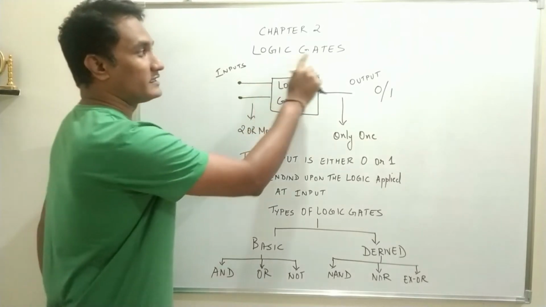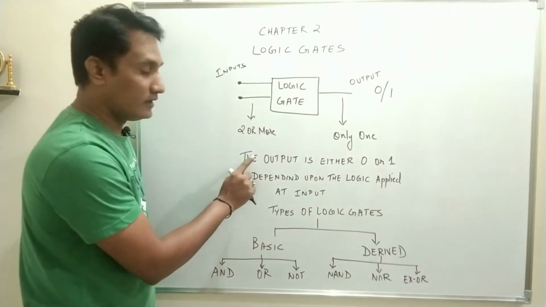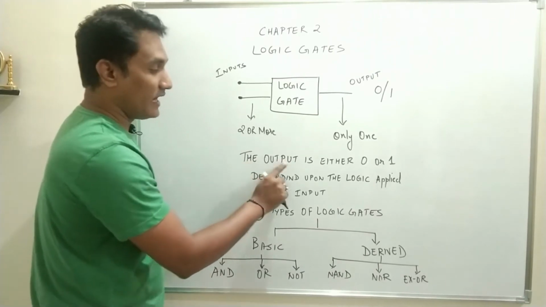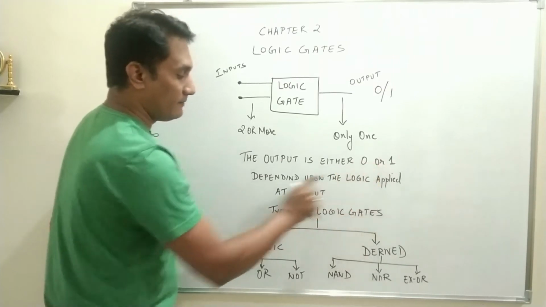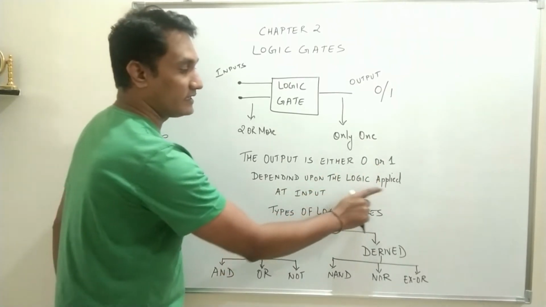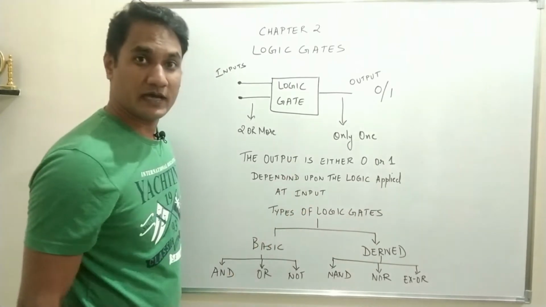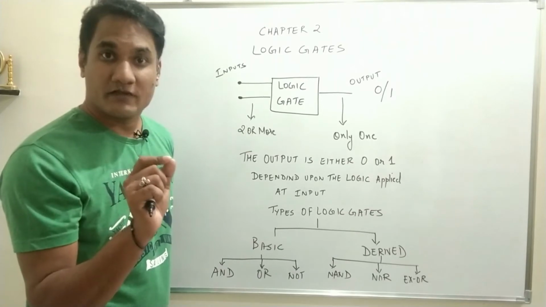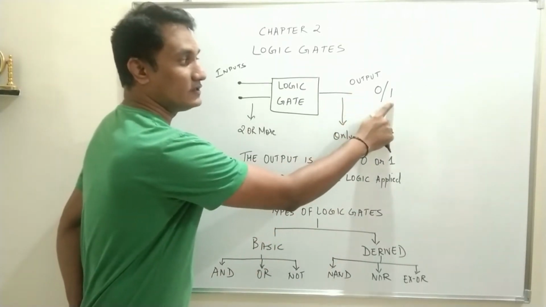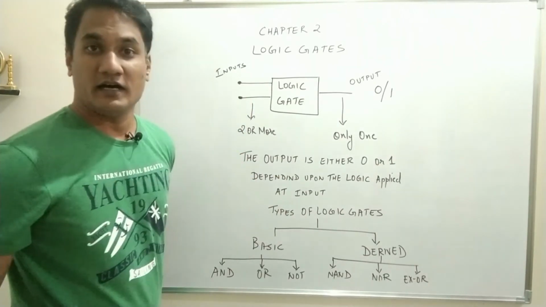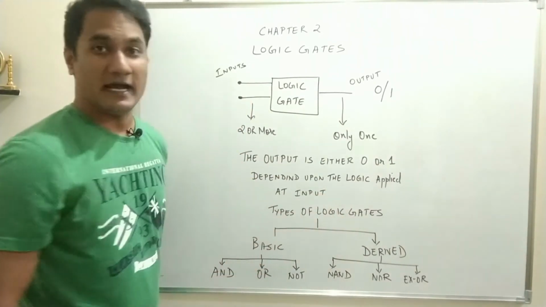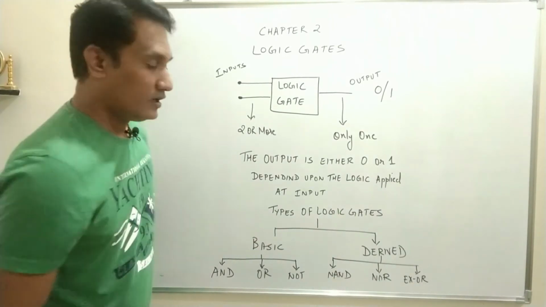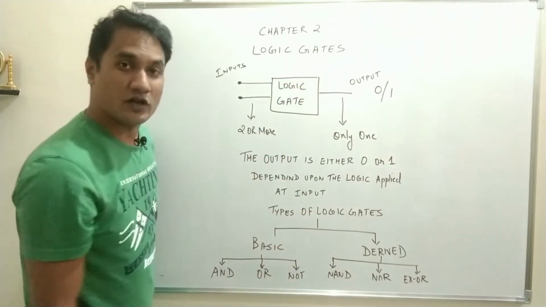So for a logic circuit, the basic definition will be: a logic circuit is an electronic device where the output is either 0 or 1 depending upon the logic applied at the input. I'll repeat the definition. A logic circuit is an electronic device where the output is either 0 or 1 depending upon the condition or the logic applied at the input, depending upon the way in which the inputs are connected. So that is the definition of logic gates.